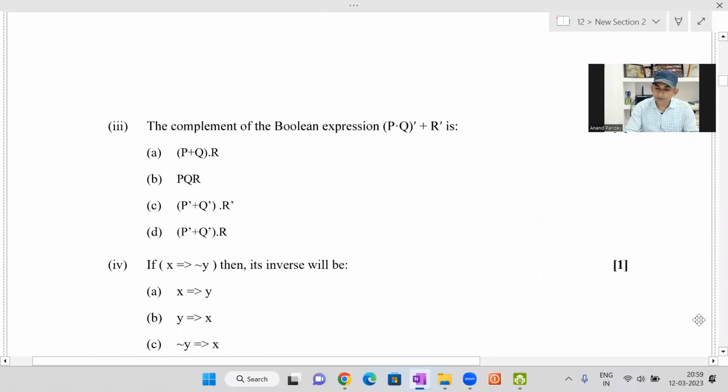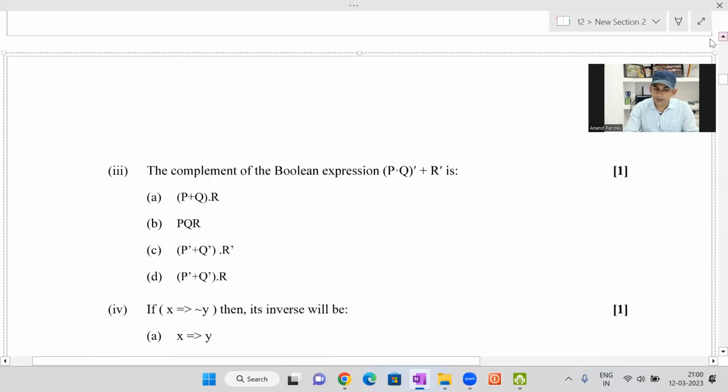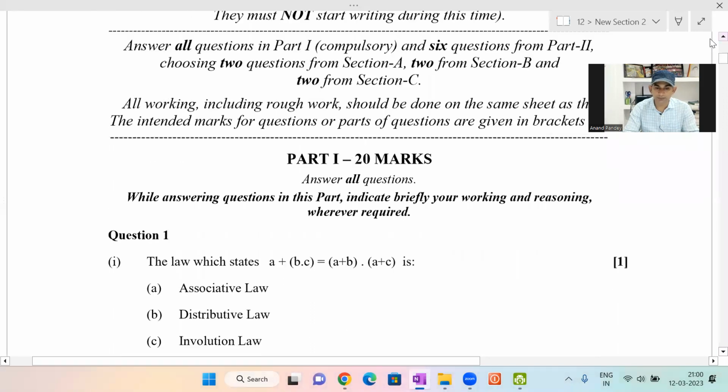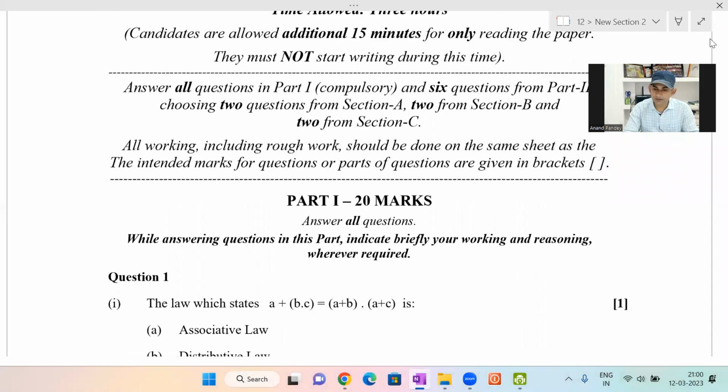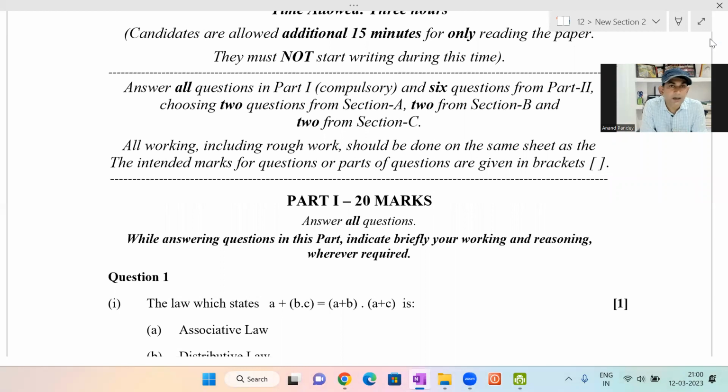Your question paper contains two parts, part 1 and part 2. Here are the instructions. Part 1 is a compulsory section, meaning in part 1 you have to attempt all the questions. It is of 20 marks. Then part 2 will have 3 sections, section A, section B and section C. Section A will have 3 questions. Out of those 3 questions, you have to attempt only 2, each of 10 marks, meaning 20 marks, section A.